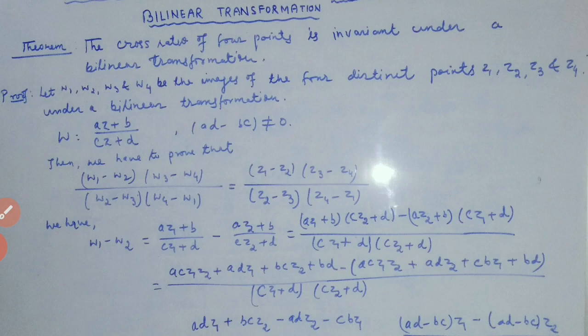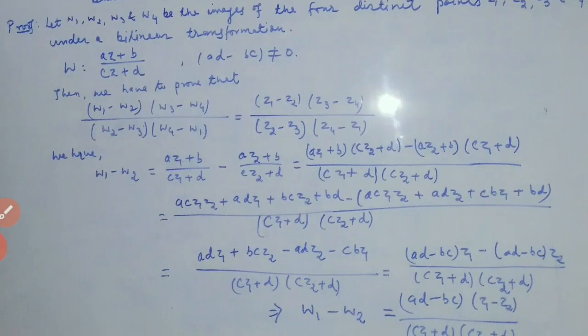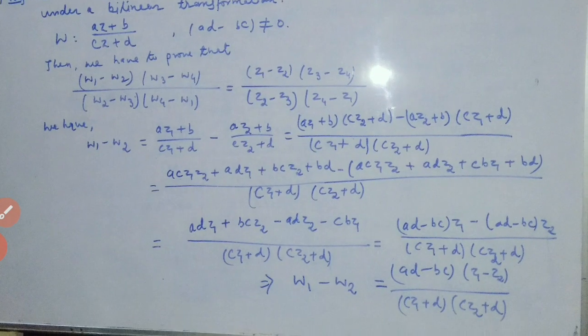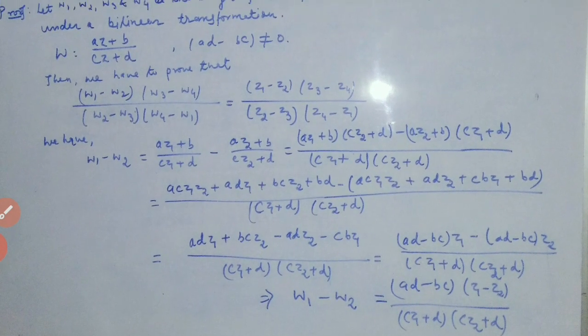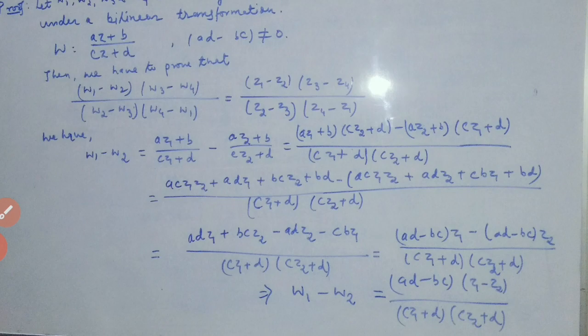So let us prove this one. To prove this one, we just find the value of the brackets first. That means first we find the value for W1 minus W2. Thereafter we will find the value of W3 minus W4, W2 minus W3 and thereafter W4 minus W1. And we put all those values in the left hand side, what we have to prove. Okay, so let us find the value for W1 minus W2.